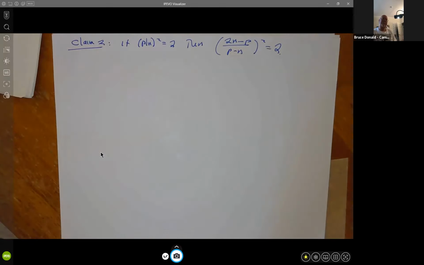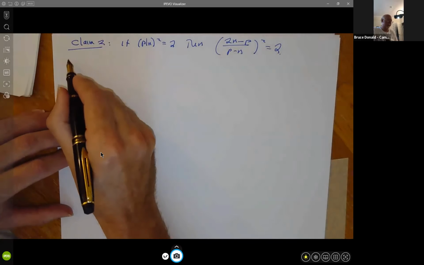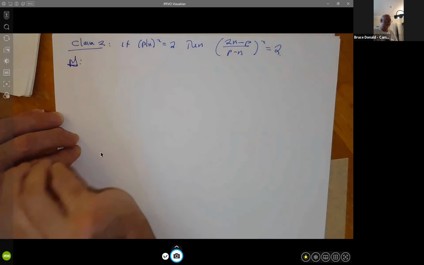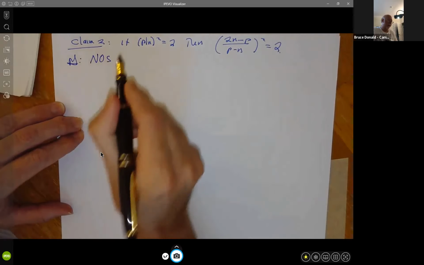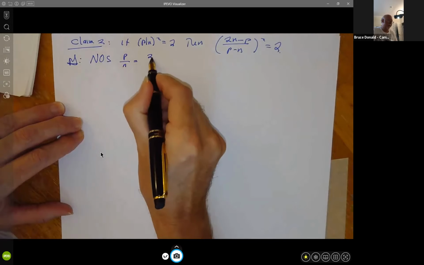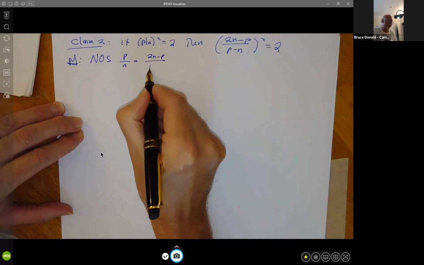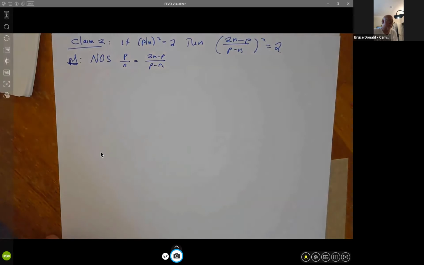Let me show you one proof. I think it's very similar to the first one we saw. So my proof starts with, I need only show that p over n is equal to 2n minus p over p minus n. That's the only thing I need to show you. Does everyone see why that's true?